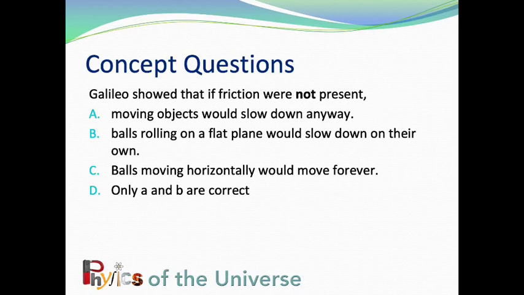Okay, a couple last concept questions, and we're done. Galileo showed that if friction were not present, what would be true? Moving objects would slow down anyway. Balls rolling on a flat plane would slow down on their own. Balls moving horizontally would move forever. The correct answer is C. If friction were not present, balls would move forever.